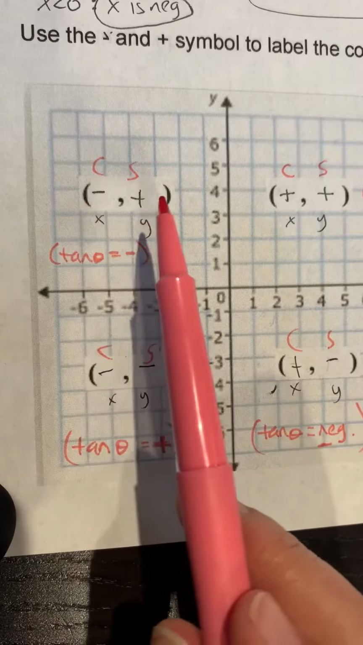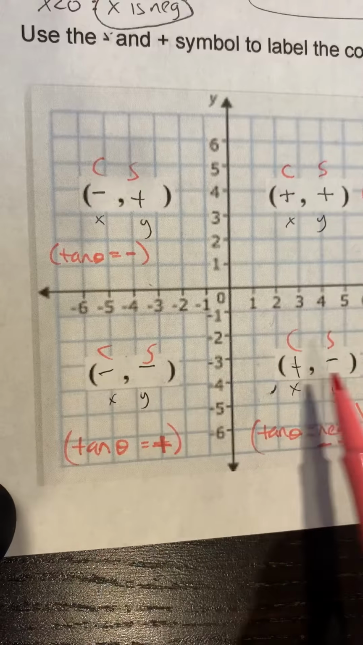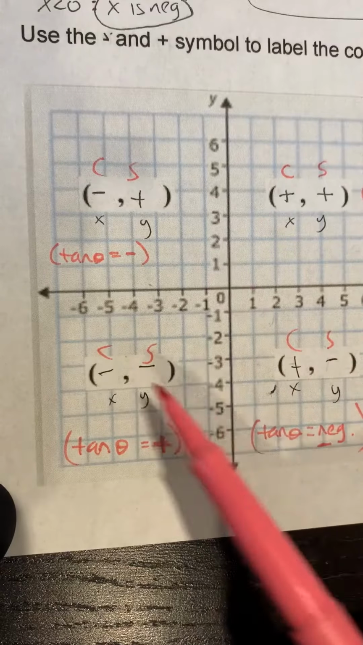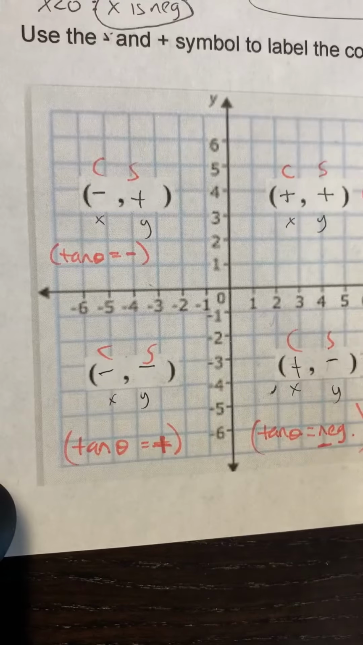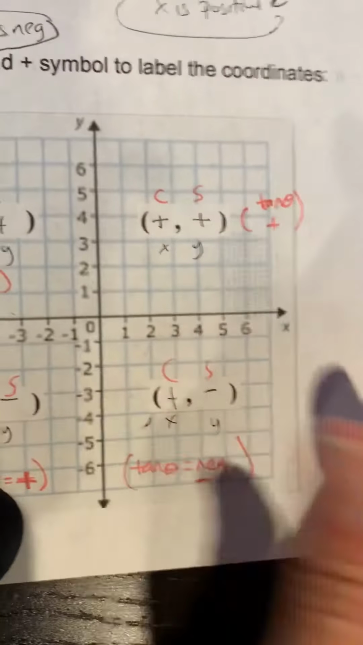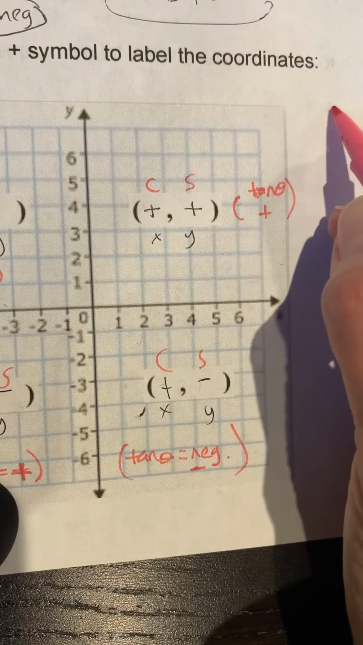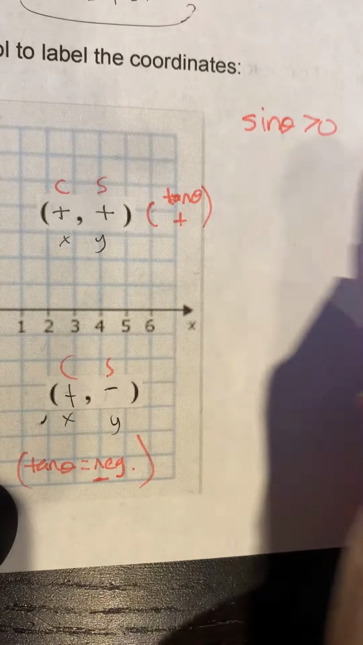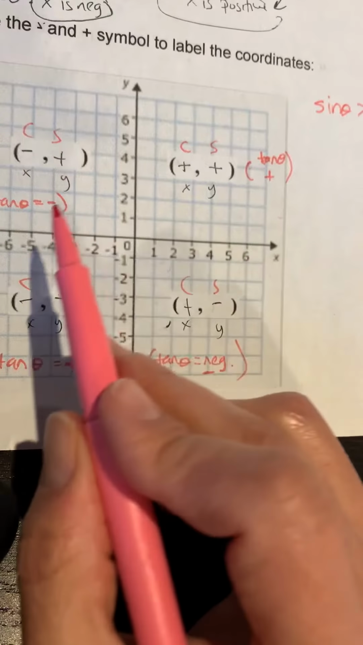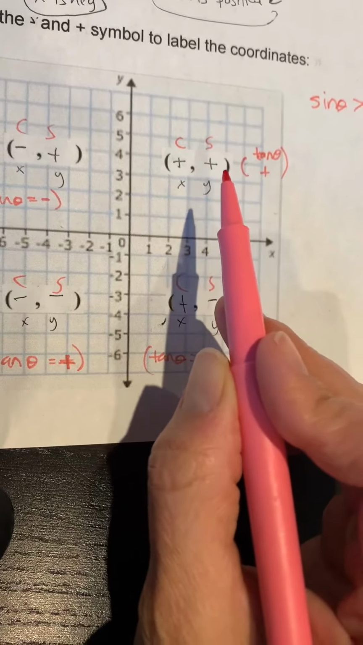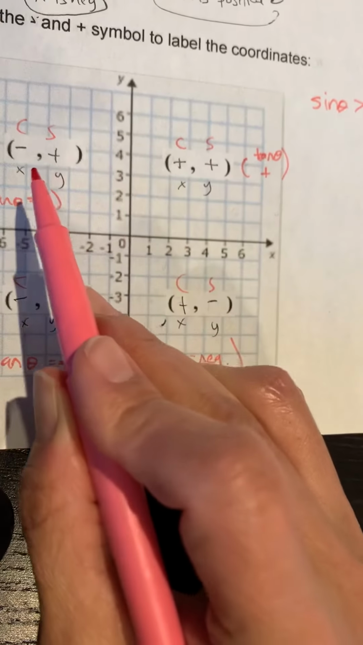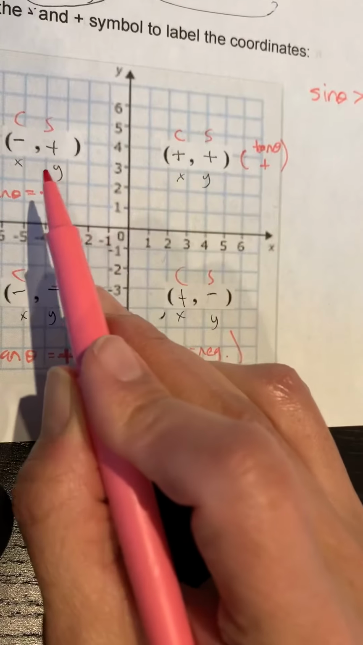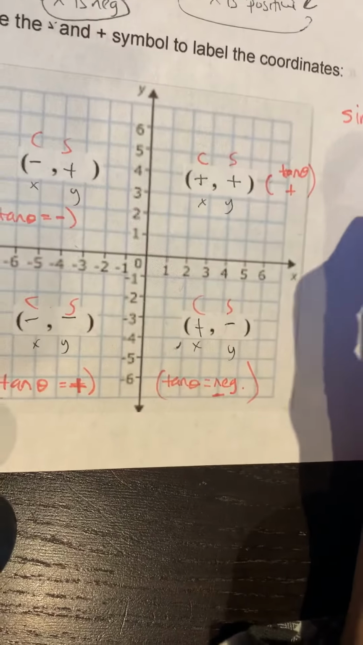So we have cosine, sine, cosine, sine, cosine, sine, cosine, sine, and tan. Here's a big key thing we need you to figure out. In what quadrants is sine theta greater than 0? Sine is only positive wherever the y values are positive, right? So that would be in the first and second quadrant.